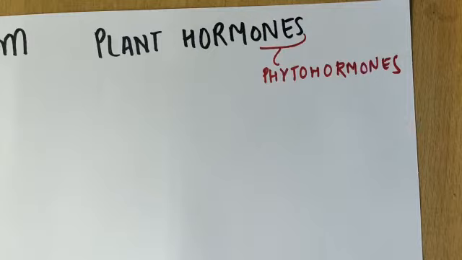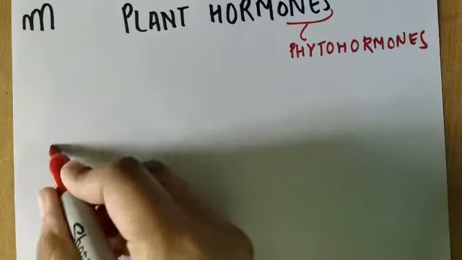They are very important for a plant. They are responsible for proper functioning and growth of a plant. Plants produce a wide variety of hormones like cytokinin, auxin, gibberellin, abscisic acid, and ethylene, and many more. But in this video, we'll only talk about these 5. So let's start with auxin.